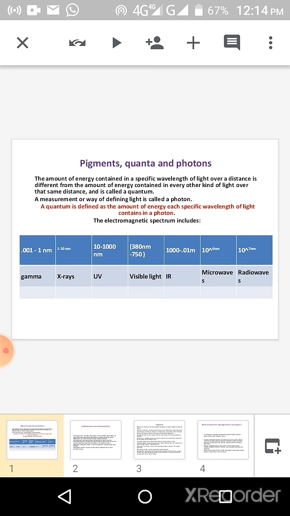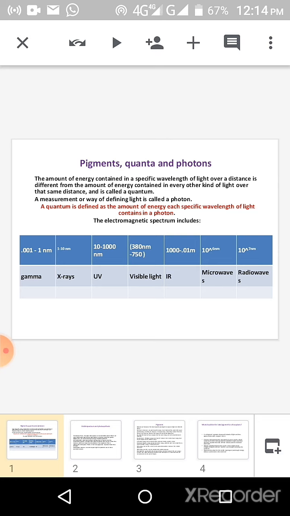A measurement or way of defining light is called a photon. Actually, to give a unit to this radiation, the term photon was conceived, and a quantum is defined as the amount of energy each specific wavelength of light contains in a photon.